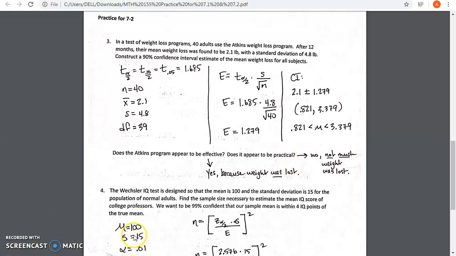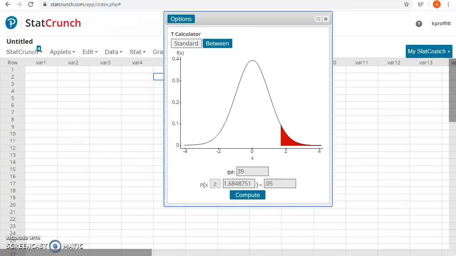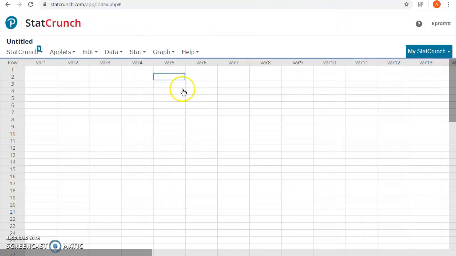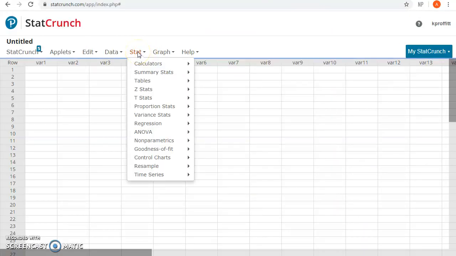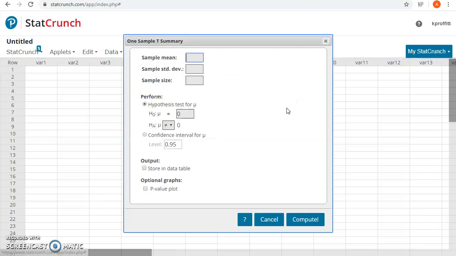I almost forgot. I don't want to leave you hanging. I wanted to show you how to do this on StatCrunch before I go. So you're going to go to StatCrunch here, and this is where you're going to go to T stats. You've got one sample, and you don't have all the data, you just have a summary of the data. So you're going to go with summary.